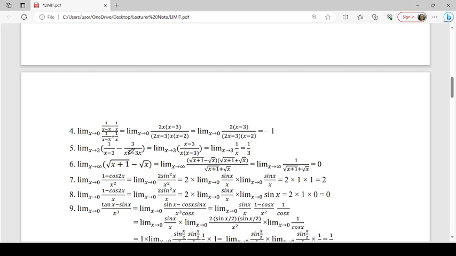Similarly, x tends to 3, so this is 0. If we write here 0, this is 0, this is also 0. Now we simplify it. After simplification, x minus 3 cancels out, which means this factor goes, so as x tends to 3 we have a non-zero value, so it is 1 by 3.